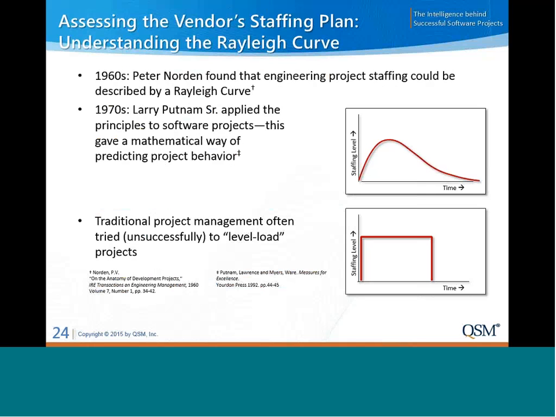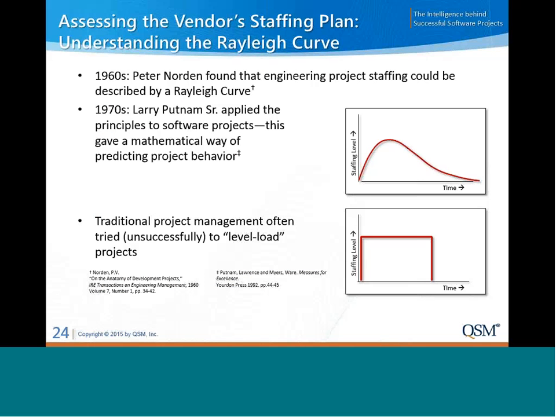All right, so this next slide moves on to step 2 of the technical evaluation, where we assess the reasonableness of the vendor's staffing plan. In the 1960s, a gentleman named Peter Norden found that engineering project staffing could be described by a Rayleigh curve, which you see at the top of the slide here. Our founder, QSM's founder, Larry Putnam Sr., applied these principles to software projects. And what he found, and what we've continued to find in researching thousands of projects, is that this is a good representation of how projects are really executed.